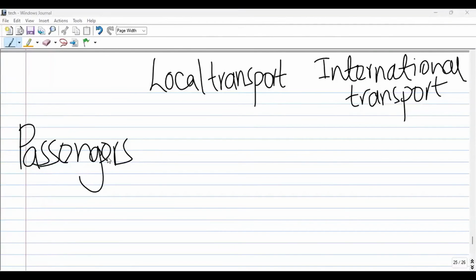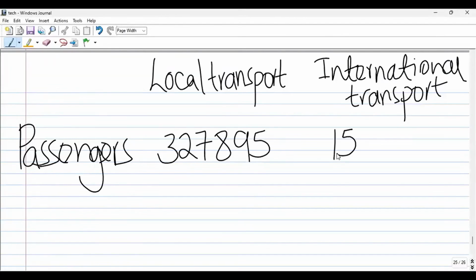So passengers, local transport is 327,895. International, we have 159,532.